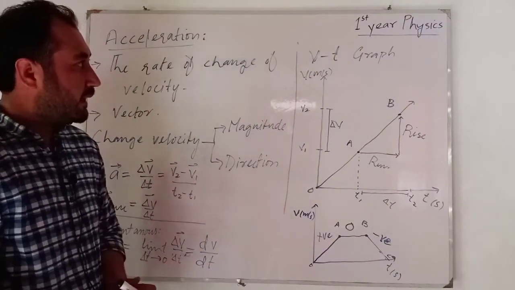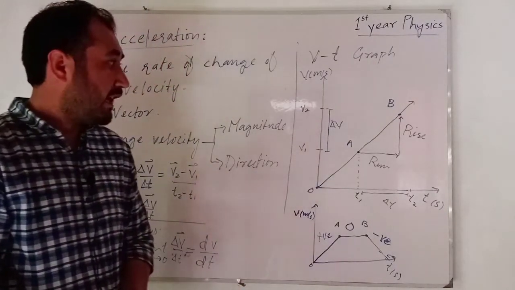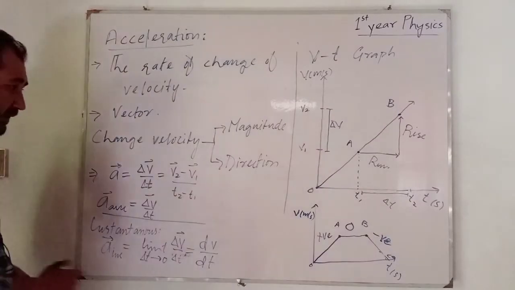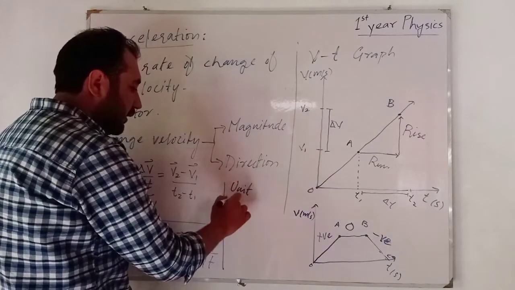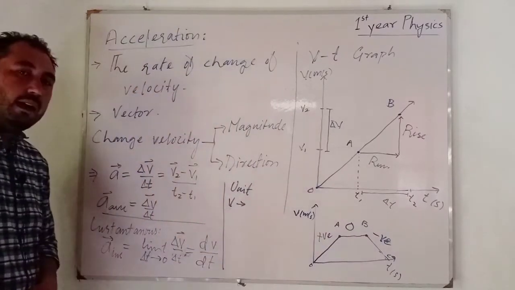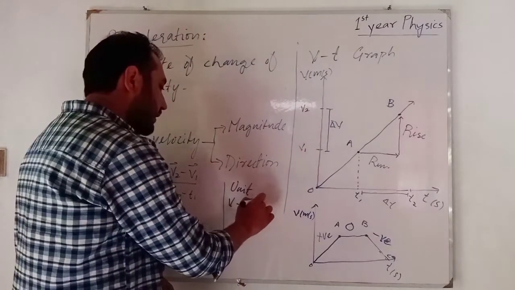Right. So that's how we are going to find acceleration using a velocity-time graph. So what will be the unit for acceleration? We know velocity is the ratio between displacement and time. Displacement is measured in meter, time in second.